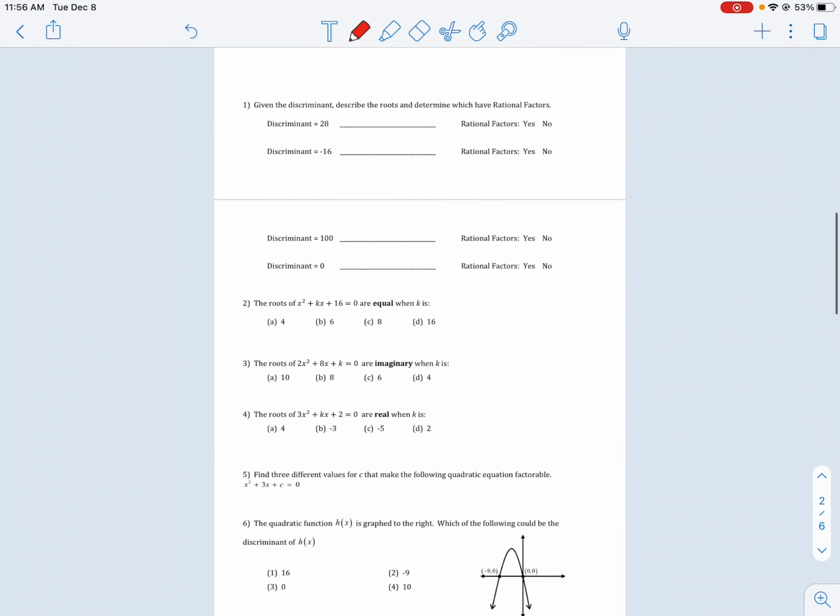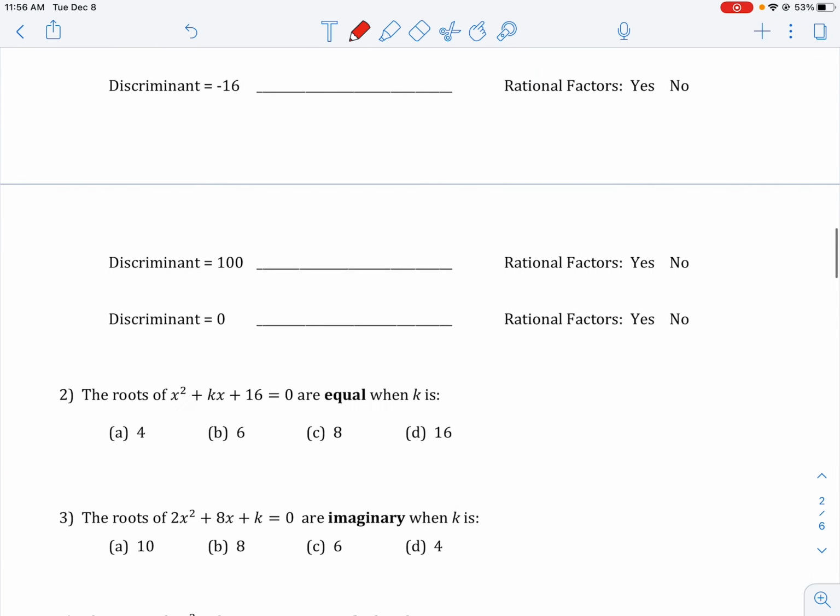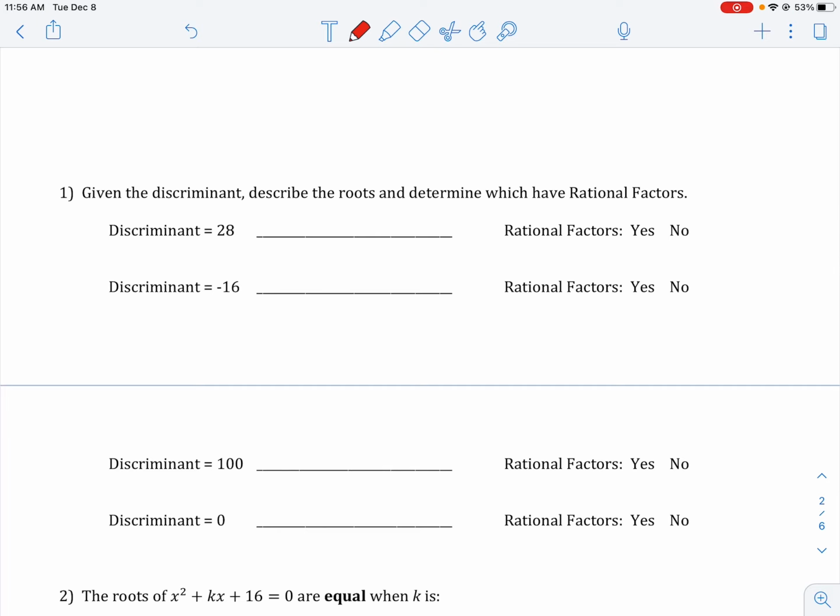Okay, let's head down here. The first one's asking, given the discriminant, describe the roots and determine which have rational factors. In all of these, this is the number that appears underneath our radical. So the square root of 28, well, that's going to be a real number, but it's going to be irrational. So rational factors, no. And how many roots are we going to get? 2 roots.